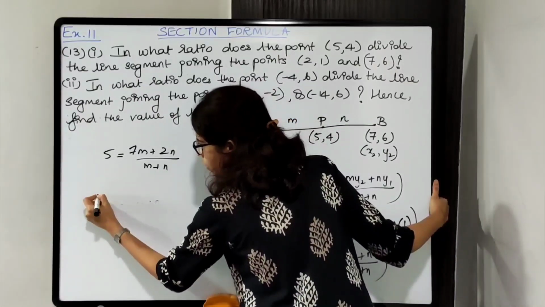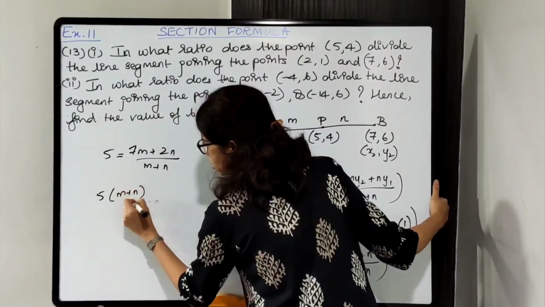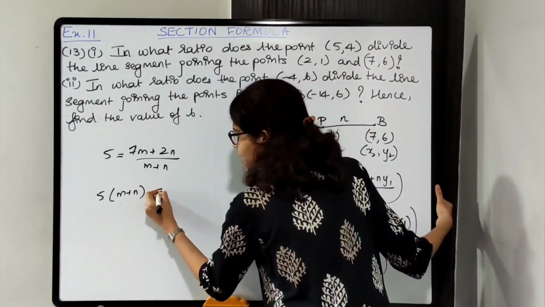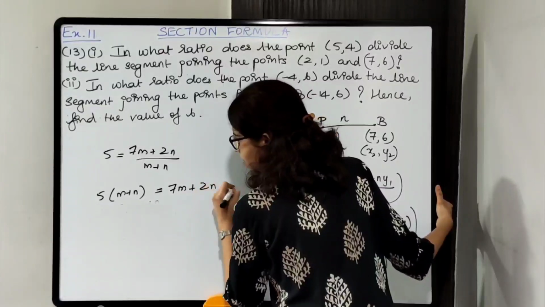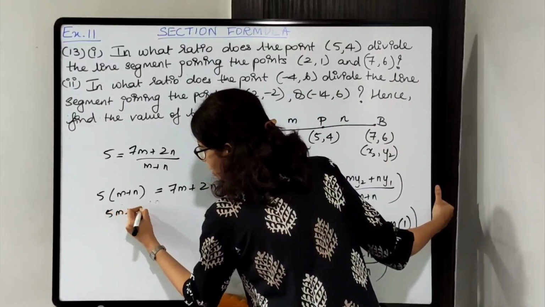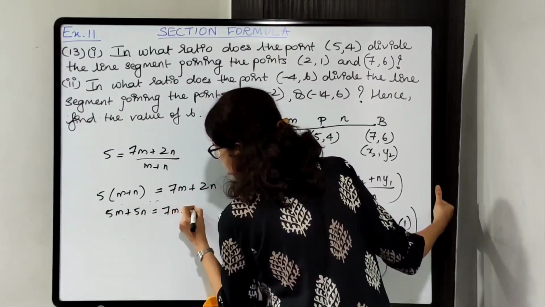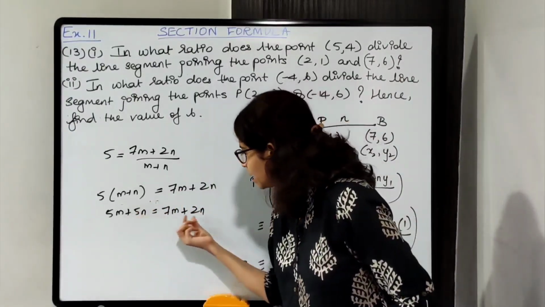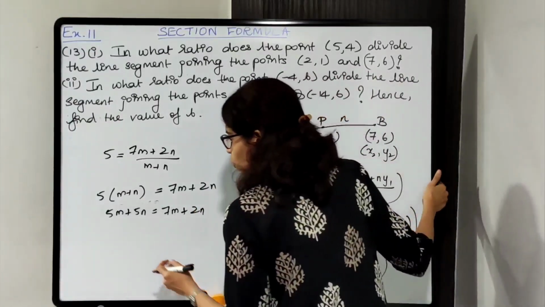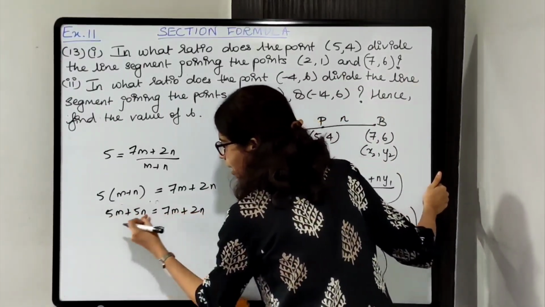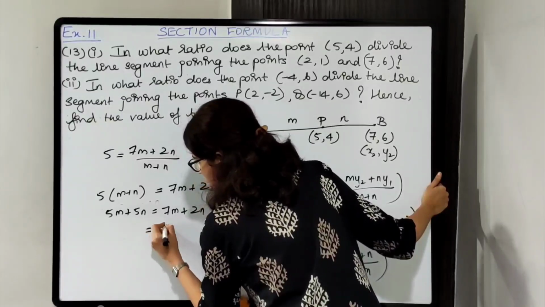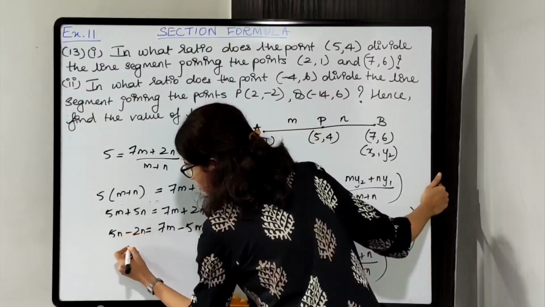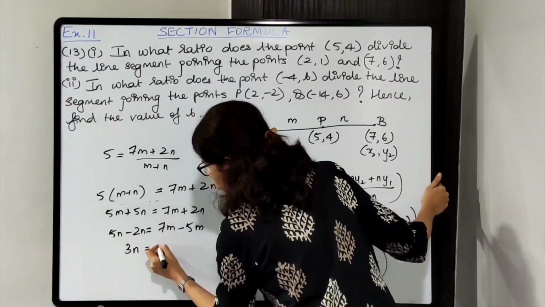Let's shift this over here. So 5 into m plus n, put brackets because you will multiply this with both the terms, is equal to 7m plus 2n. So 5m plus 5n is equal to 7m plus 2n. Now m साथ में ग्रुप करते हैं, n साथ में ग्रुप करते हैं. So let's shift 5m over here and 2n over here. So 7m minus 5m and 5n minus 2n. So 3n is equal to 2m.